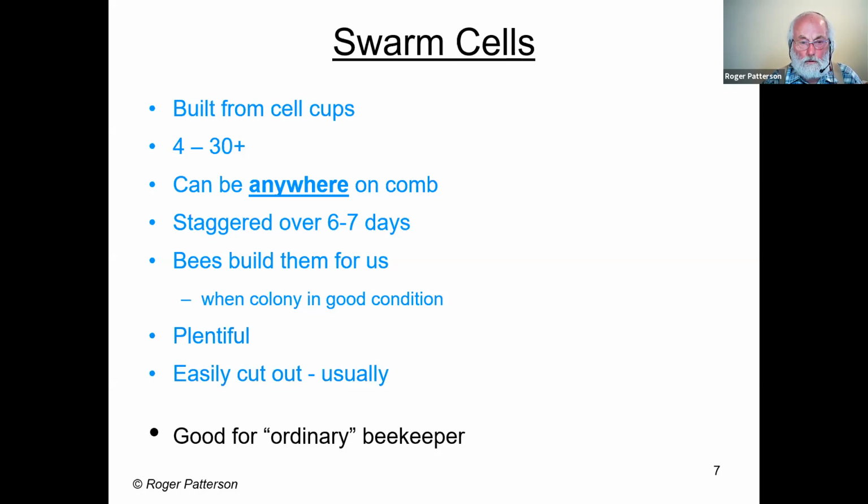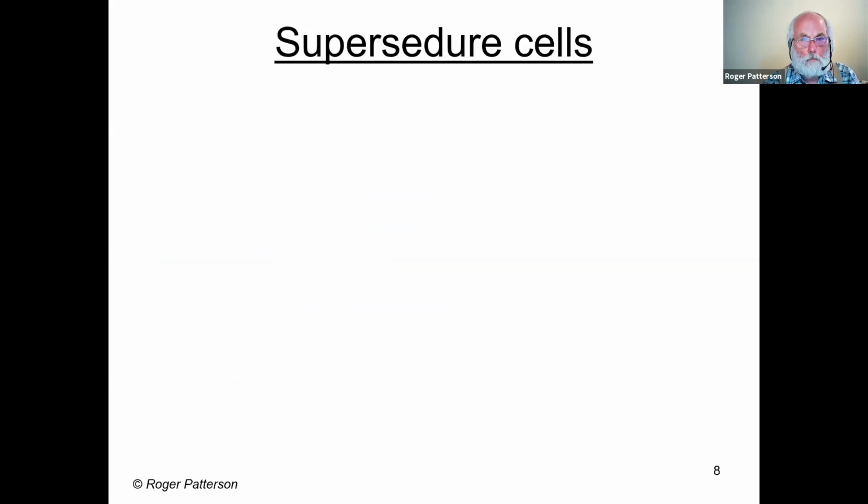So, in my book, they're really good for what I call the ordinary beekeeper, and that is probably 70 or 80% of us who aren't commercial in some way. Even then, I've raised probably 100 queens this year already, and we haven't had very much swarming in West Sussex, but I've used swarm cells already. If they come from a good colony, use them.